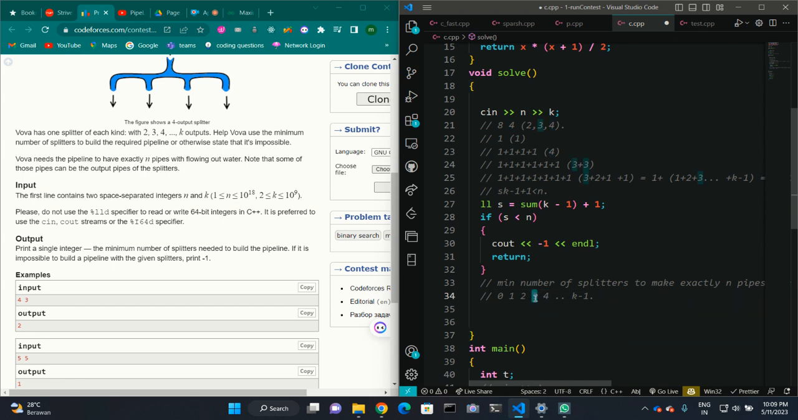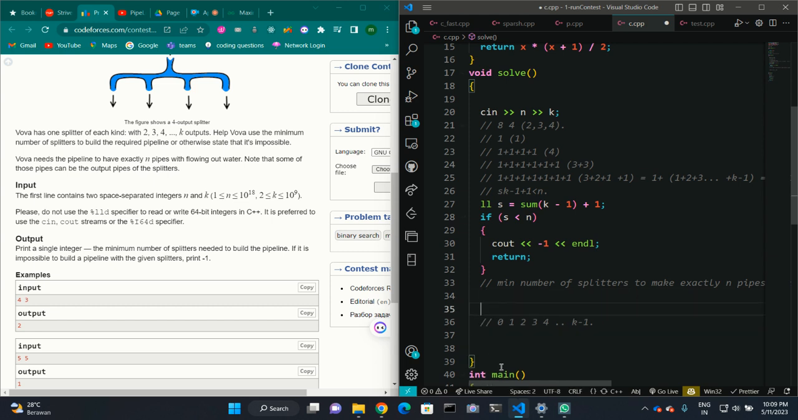So if 3 is the answer, I will check for this 2. Can 2 be the answer, or can 1 be the answer? I'm making a decision: if 3 splitters can make n pipes, n outputs, then obviously 4 will make, 5 will make, k minus 1 splitters will also make. So I will check for 2. Can 2 make it? So I'm checking for the minimum condition here. I think you are okay with that.